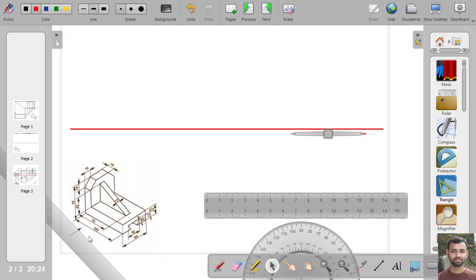When we look from this side, we are able to see only this portion, this portion, and this part. These are the portions that we can see when looking from the front, so we will draw these parts only. This dimension is given as 100, so the total dimension is 100 mm.